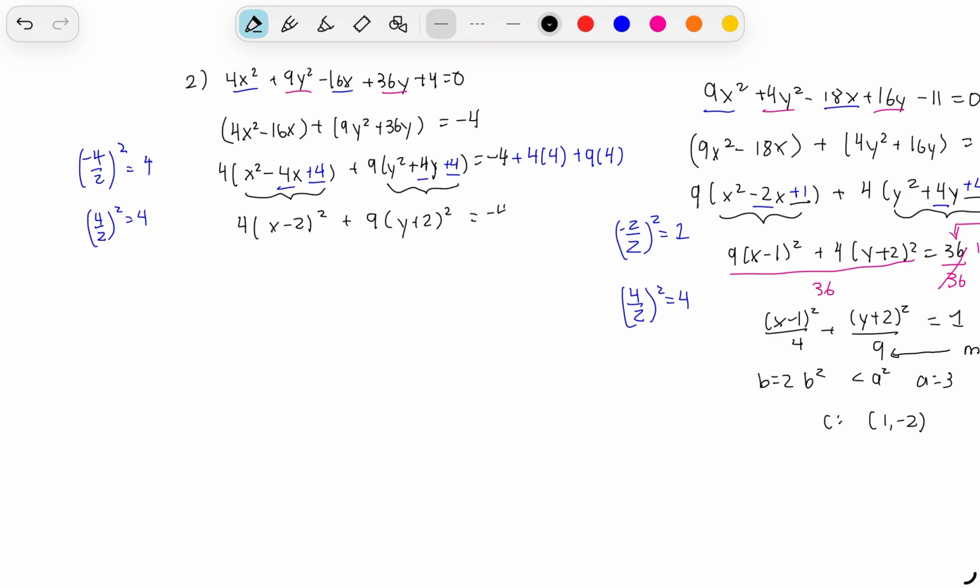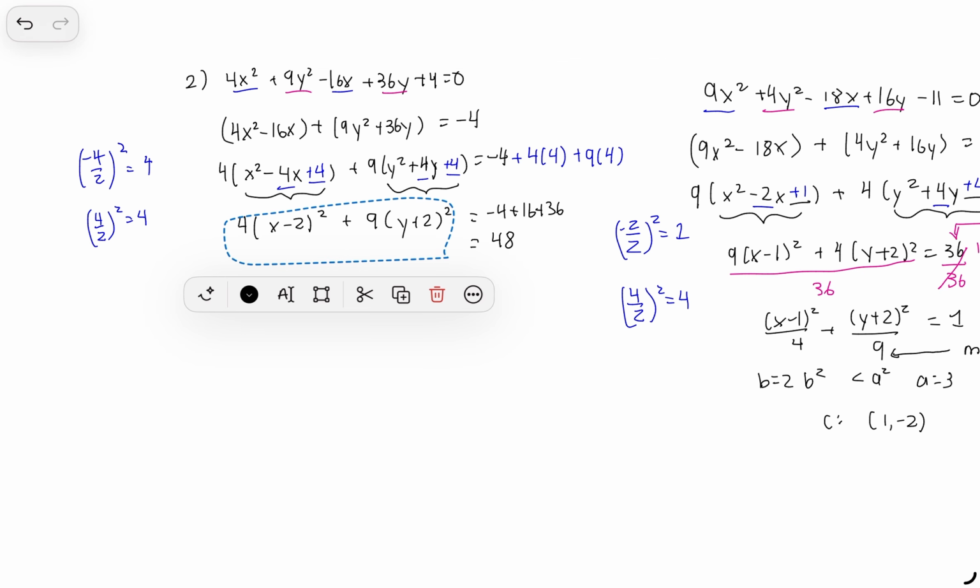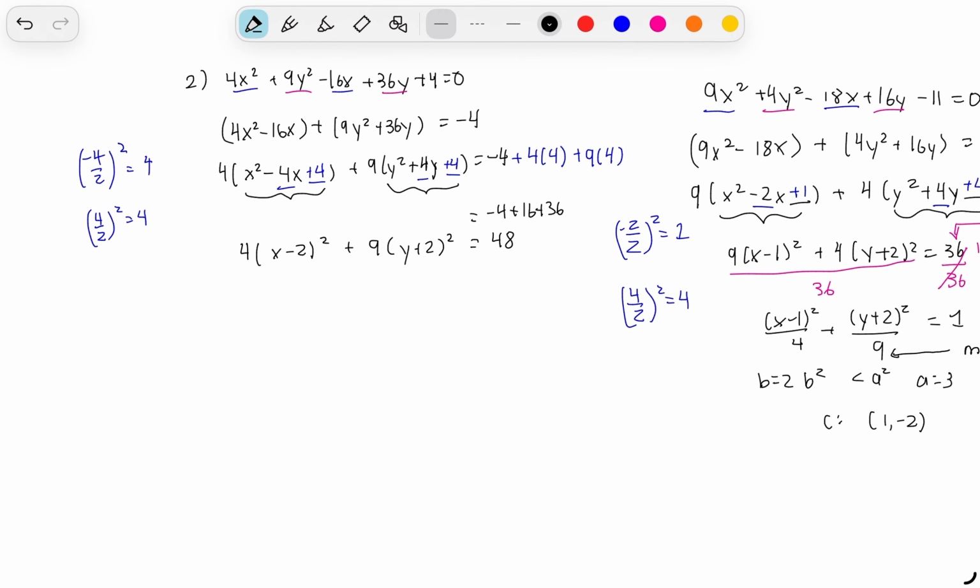This is equal to -4 plus 16 plus 36. That's equal to 48. Now, you can divide both sides by 48. That will equal 1. And this is your result. Your center is 2, -2.